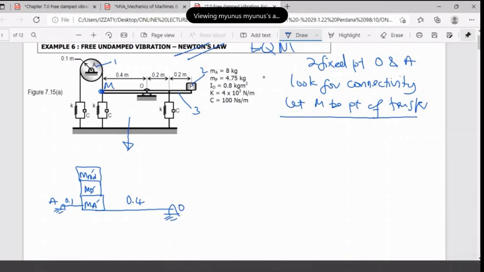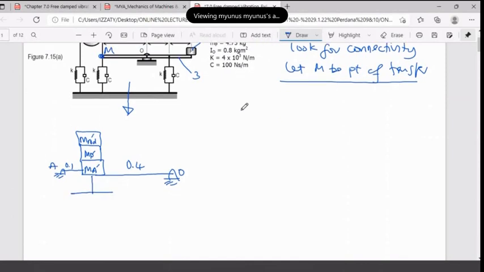So then what? The system is controlled by 3K, 1, 2, 3. Put it here. Okay, you have K and C, of course. K is here. C is here.